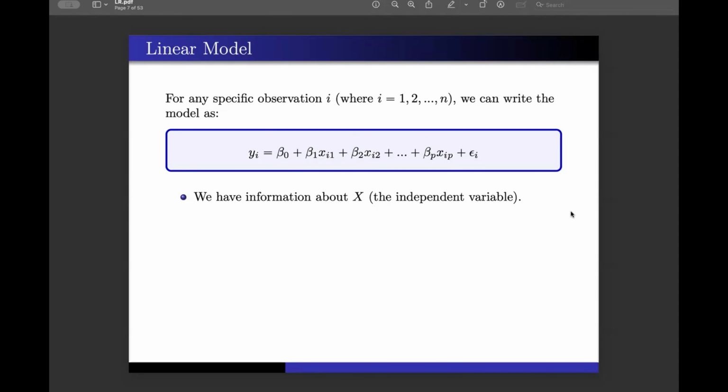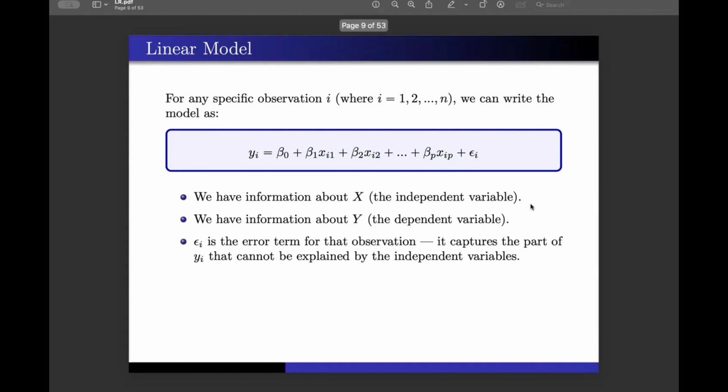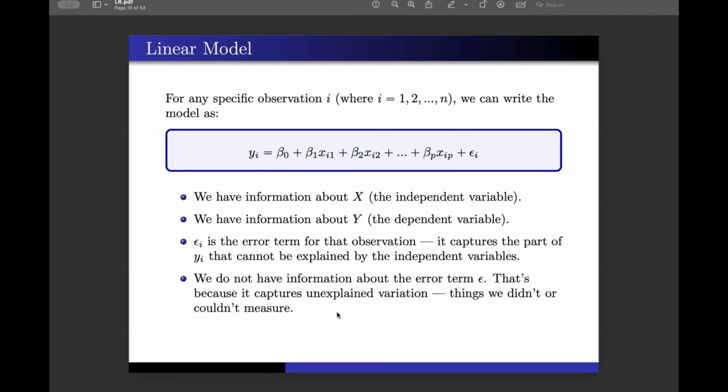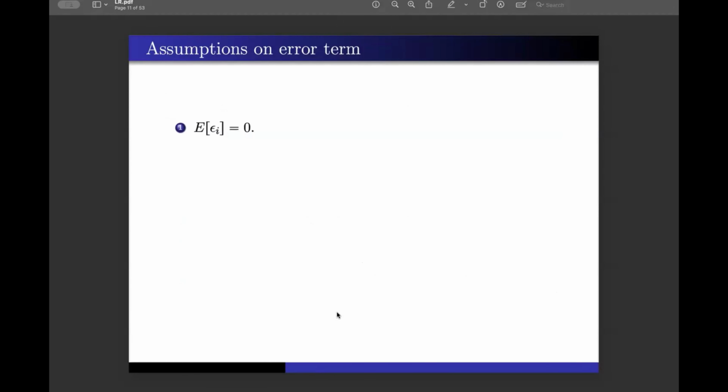Now, given any data set, you would have all the information about xi1, xi2, xip for all i from 1 to n. We would always have information about the independent variables in the data set. We would have the information about the dependent variable. But what about this epsilon i? We do not have any information about this error term epsilon, and it captures the unexplained variation of the dependent variable. Now the question is, what do we do about this error term? Since we do not exactly know what the error term looks like, we make some assumptions about it to be able to work with the model.